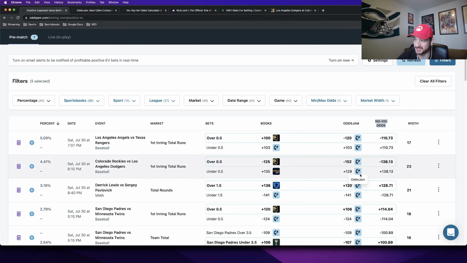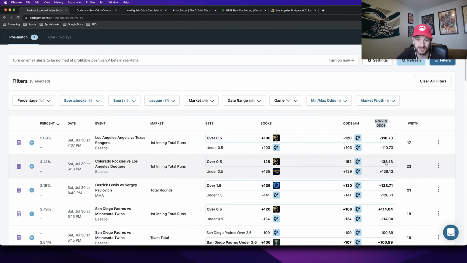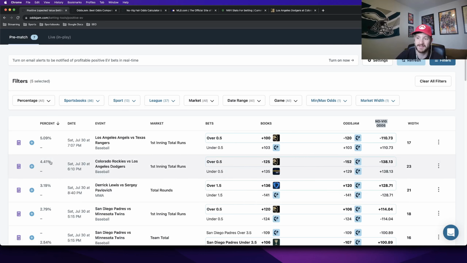All you need to do is type in both sides of the line. So -152 plus 129, you can type that in here. Again, we see the no vig odds at -138, which we also see right here. The gap between -138, the no vig fair odds of the OddsJam line, and -125, the book that we're betting it at, is where your positive EV comes from. In this case, it equates to about 4.41% positive EV.